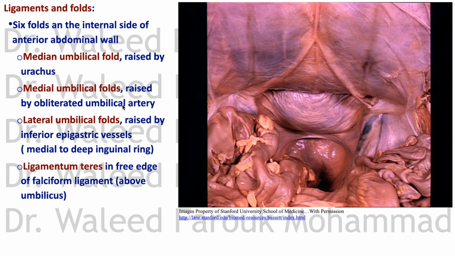Other features of the peritoneum are the ligaments and folds. For example, this is the inside of the anterior abdominal wall. You're standing behind the anterior abdominal wall from the inside looking forwards. So what we have here, see, this is this median fold in the peritoneum raised by the remnant of the urachus going through the umbilicus. This is the median umbilical fold.